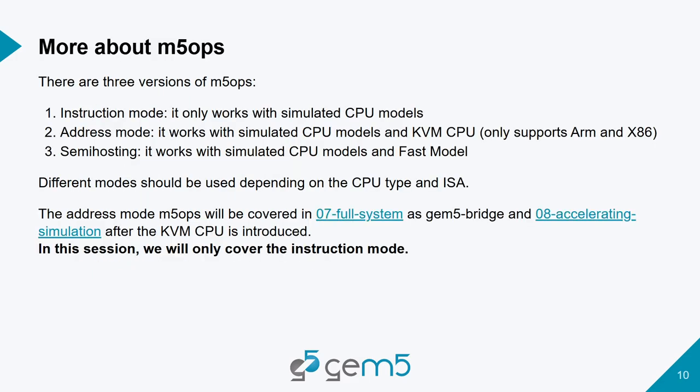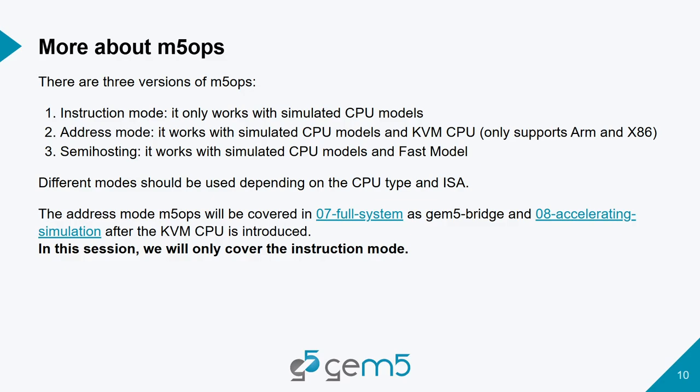So, more about M5 ops. There are actually three different versions of M5 ops. There's the instruction mode, which only works with the simulated CPU models, such as the atomic CPU, the timing CPU, and the O3 CPU inside gem5. And the address mode works with the simulated CPU models and the KVM CPU. For now, we only support ARM and x86 KVM.